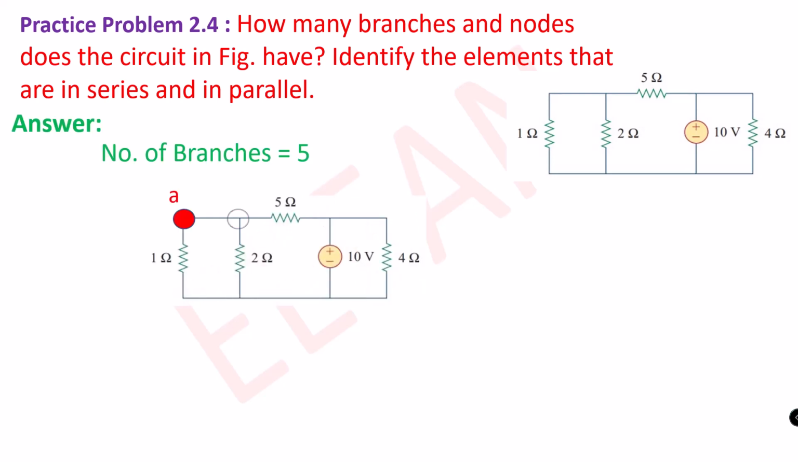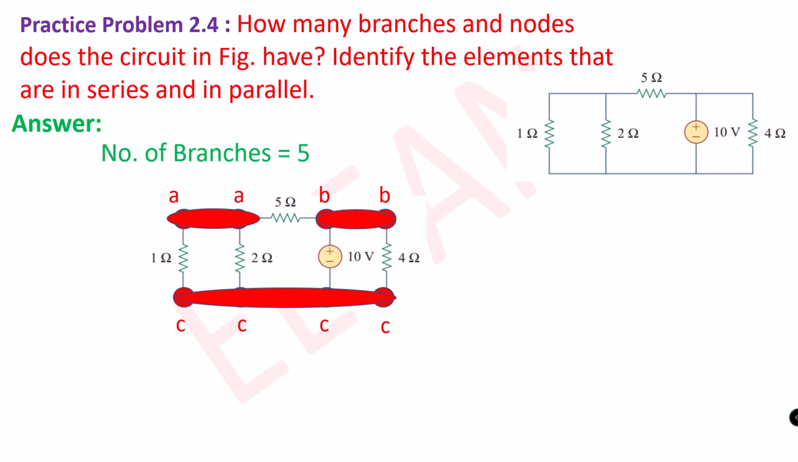In the circuit, there are 3 nodes, node A, B and C. There are no elements between these similar points, so we can consider each as a single point: node A, node B and node C. And then we can say that the 1 ohm and 2 ohm resistances are connected in parallel because one terminal of the 1 ohm and 2 ohm resistances is connected to node A and the other terminal is connected to node C. That's why we can say these two elements are in parallel.